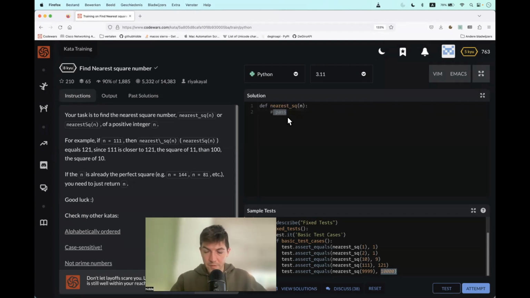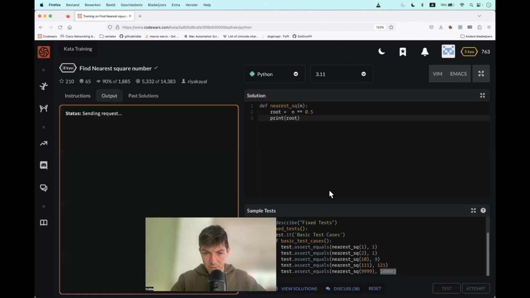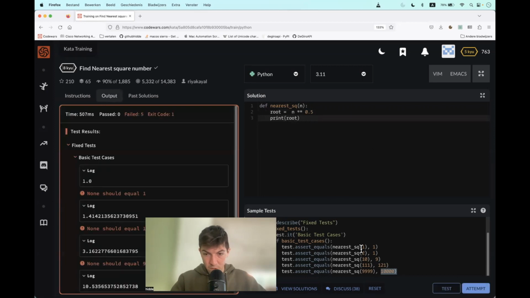Well, first of all, we have to find the root of the argument. So when we multiply something by the power of 2, we get the argument. But what do we multiply by the power of 2? That's the root. So what we can do is to multiply by a power of a half to find the root. So when we print root, let's have a look here. Then we get 1. Yeah, 1 is the root.